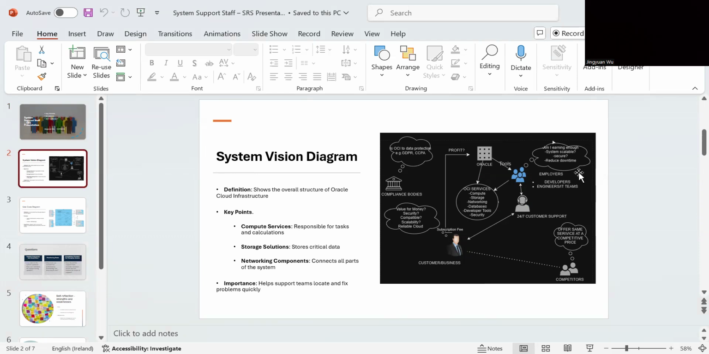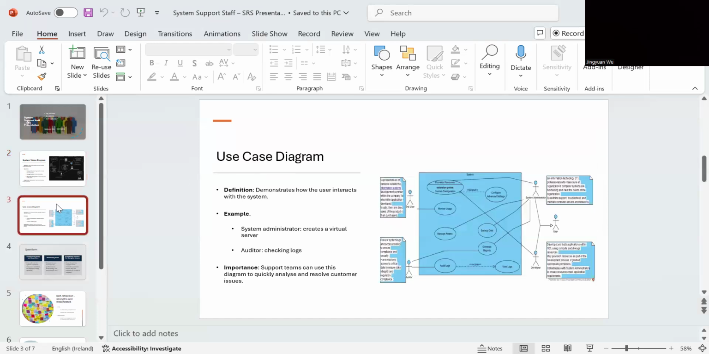This shows how OCI works as a whole and acts as a map to help us understand how the different places fit together. For example, compute services is the brain of the system and is responsible for running various tasks. And storage solutions is where the data resides. And the networking components are the roads that connect all the parts. I think this diagram is very important for the support team because it helps them to quickly find out where the problems are, such as which parts need to be checked or fixed.